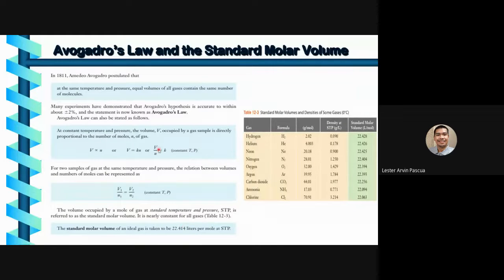So, okay. So just remember, you have your Charles's law, you have your Boyle's law, and then you have your Avogadro's law. Pag pinagsama mo yung combined gas law, I showed you kanina, P1V1 over T1 equals P2V2 over T2. Tapos your last introduced law is your Avogadro's law, just essentially saying na directly proportional din ang volume sa number of moles. Tapos, at STP, your molar volume is 22.414 liters per mole.